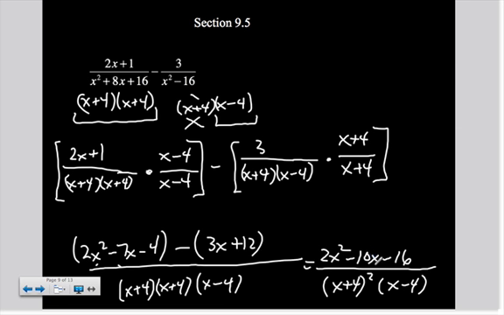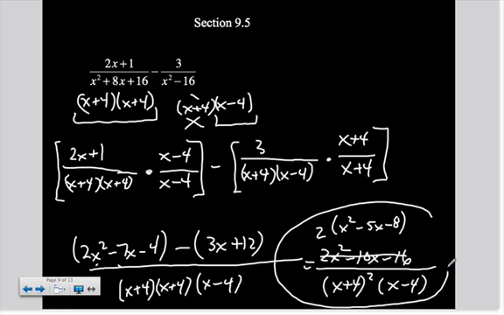Now I would still want to try to factor this. I know I could factor a 2 out of this. This is 2 times x squared minus 5x minus 8. And then I'd want to see if I could factor this quadratic equation, factors of 8 that have a difference of 5. This is non-factorable. So this is a fully simplified solution. I didn't find any common factors to simplify.